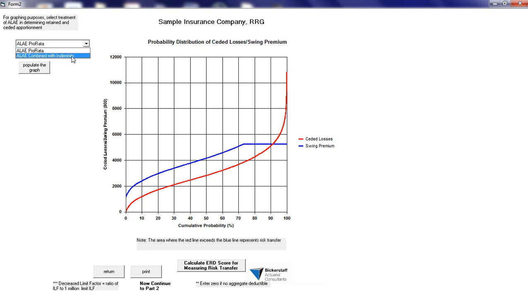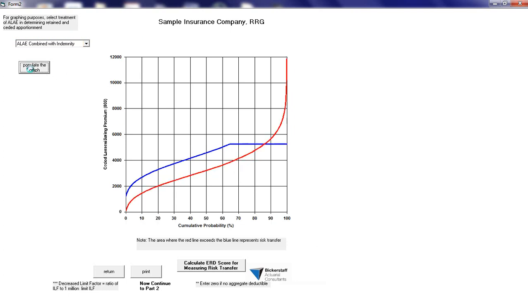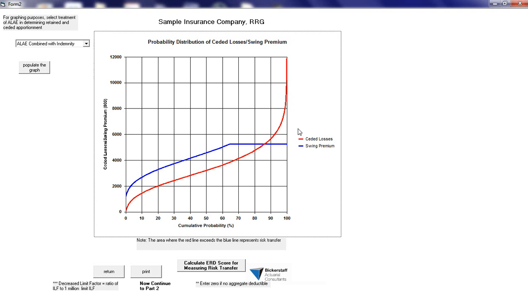Let's see what it would be if we changed and go to the buckets that have ALAE on a combined basis with indemnity. I'm going to repopulate this. Then we see that the intersection is like the 86th percentile. And as expected, you've got more ceded losses when ALAE is combined with indemnity, just by common sense.